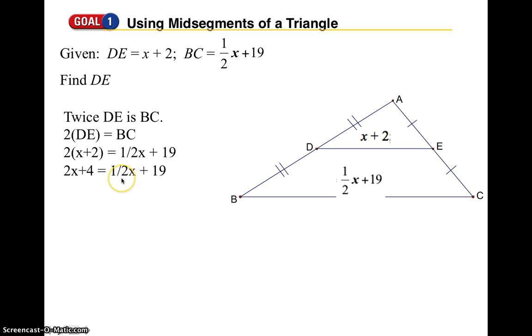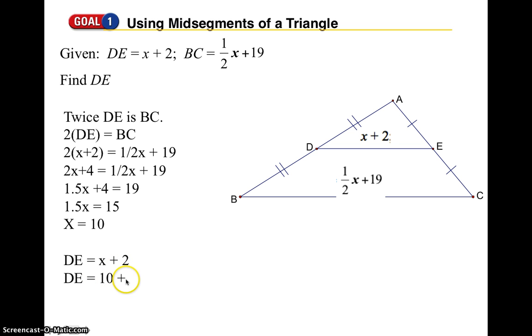And subtract 1/2 x to the other side. 2x minus 1/2 x is 1.5x plus 4 equals 19. Subtract 4 to the other side, we get 1.5x equals 15, and then divide both sides by 1.5, and x is 10. So now that we know x is 10, we can find DE, because DE is x plus 2. So that would be 10 plus 2, so DE is 12. And that, my students, is what we will be doing with mid-segments. Great.